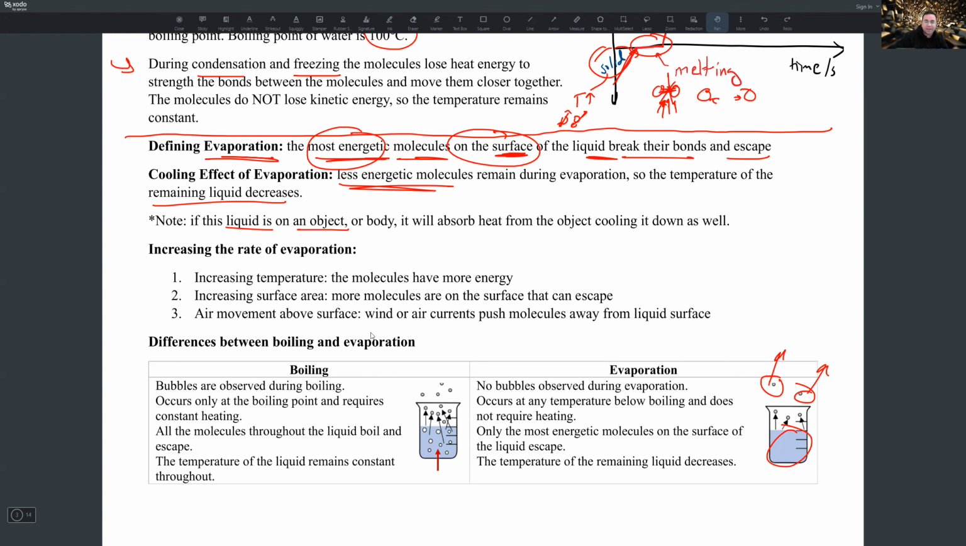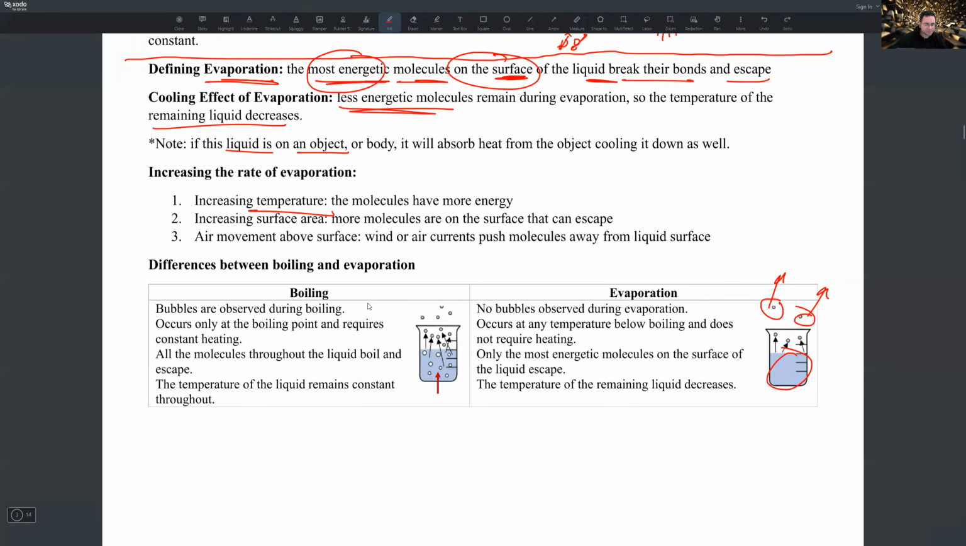Okay. How do you make something evaporate faster? 3 things. Heat it, because that means molecules have more energy. Increase the surface area. So the more molecules are on the surface, the more evaporation will occur, because molecules only evaporate when they're on the surface. And if there's air movement above the surface, when I sprayed that alcohol on my hand, if I kept blowing some air on that liquid, that air pushes the air molecules that are on the surface away.